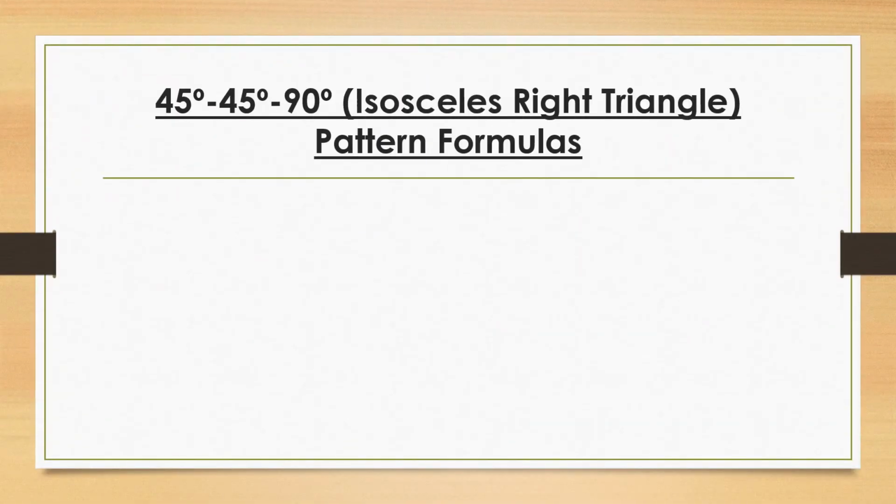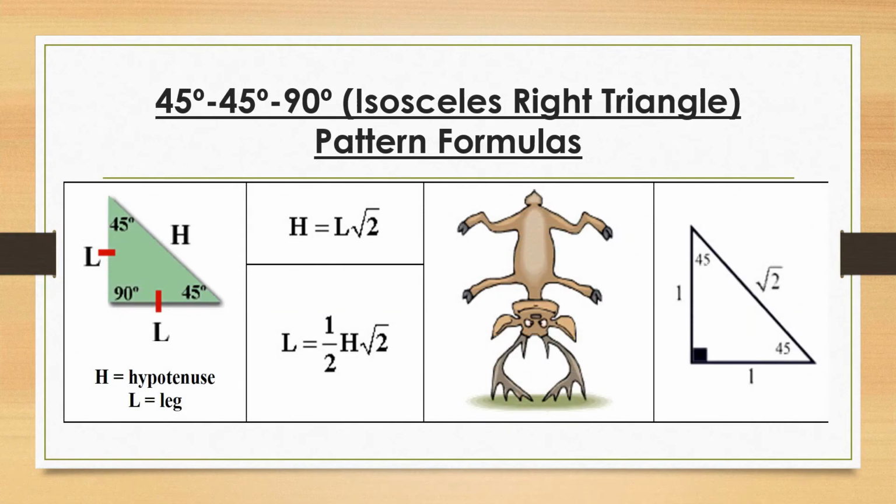Next, we have here the pattern formulas. Pag sinabi natin pattern formula, ito na yung ating shortcut method. Kung halimbawa, ang nawawala yung hypotenuse, then hypotenuse is equal to leg times the square root of 2. Kung nawawala naman ay leg, we have here the formula, 1/2 of h times the square root of 2. Hindi na tayo maglo-long method. Basta alam natin yung formula na to, madali na sa ating makompute kung ano man yung missing side ng 45, 45, 90 triangle.